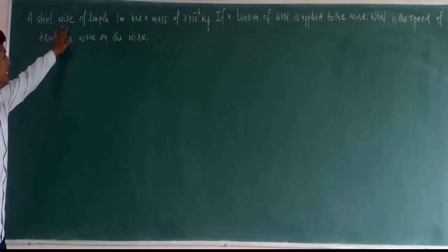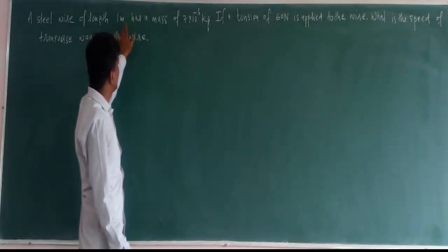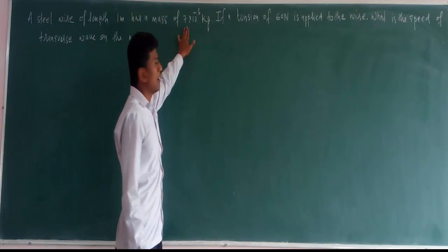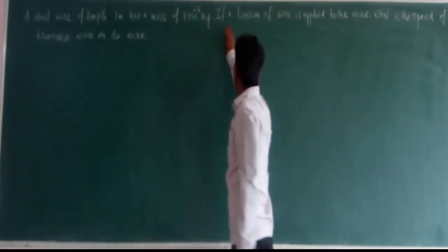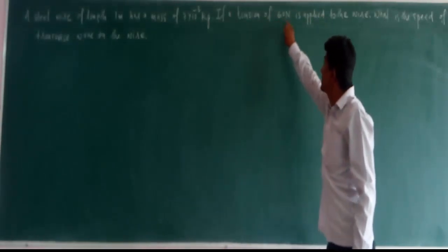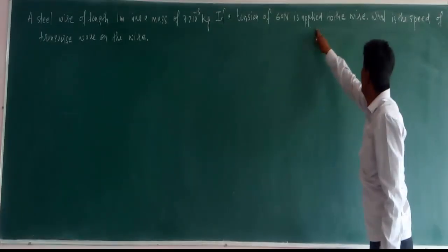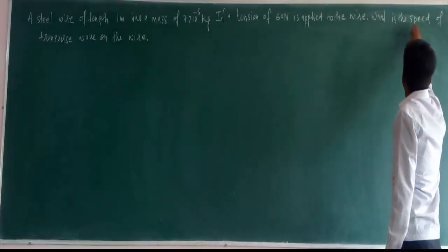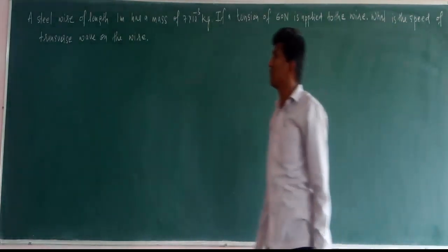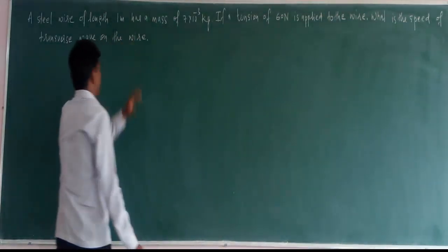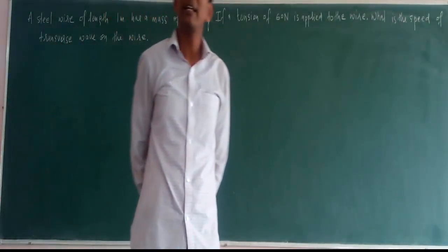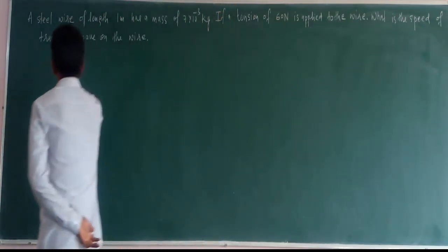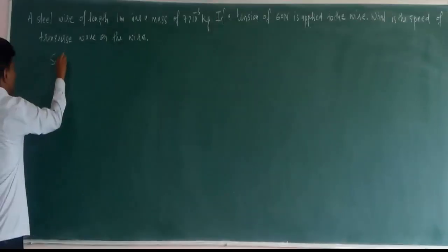A steel wire of length 1 meter has a mass of 7 × 10^-3 kg. If a tension of 60 Newton is applied to the wire, what is the speed of the transverse wave on the wire? So in this question, we have to apply the concept of speed of a transverse wave in a string. So, the solution for this question.